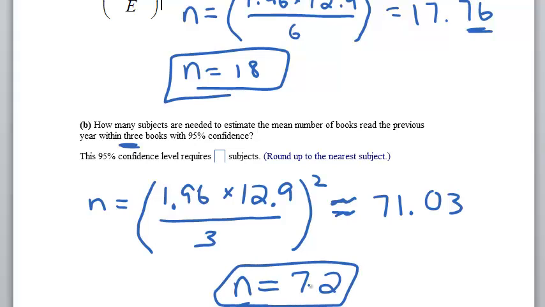All right, and I'll let you do part C and D to see what the effect of doing this is. And I think part D, they give you a different confidence level.